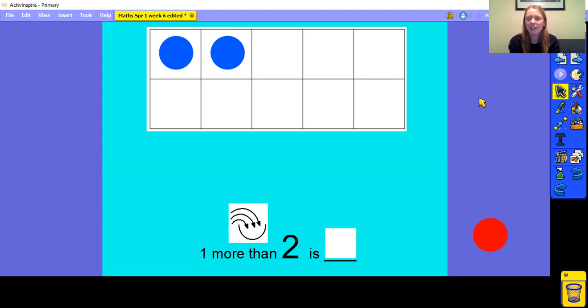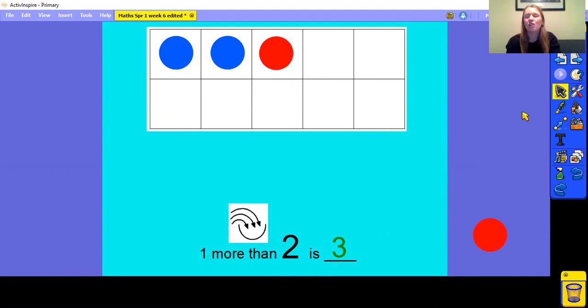It's my turn first. I'm going to read the sentence at the bottom of the page and then I'm going to work it out using my 10 frame. It says 1 more than 2 is... So first I have 2, then I add 1 more, and now I have 1, 2, 3. That tells me that 1 more than 2 is 3.